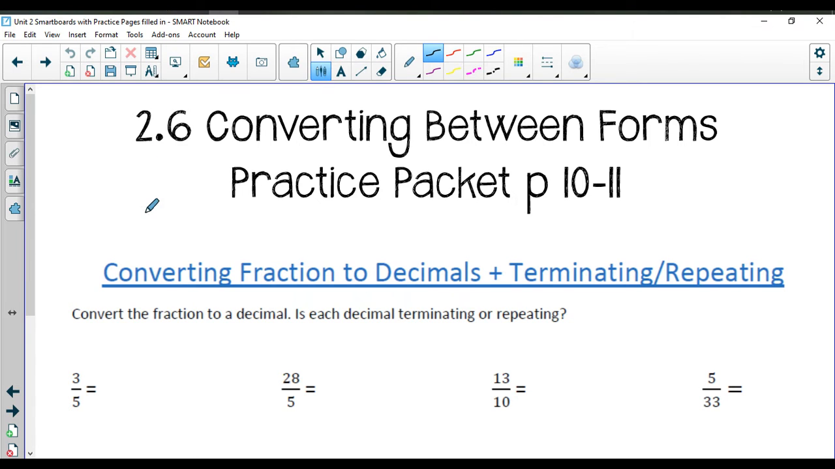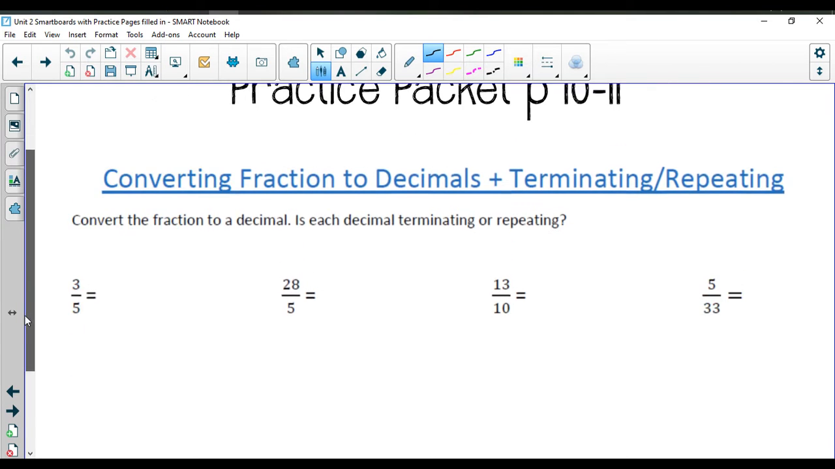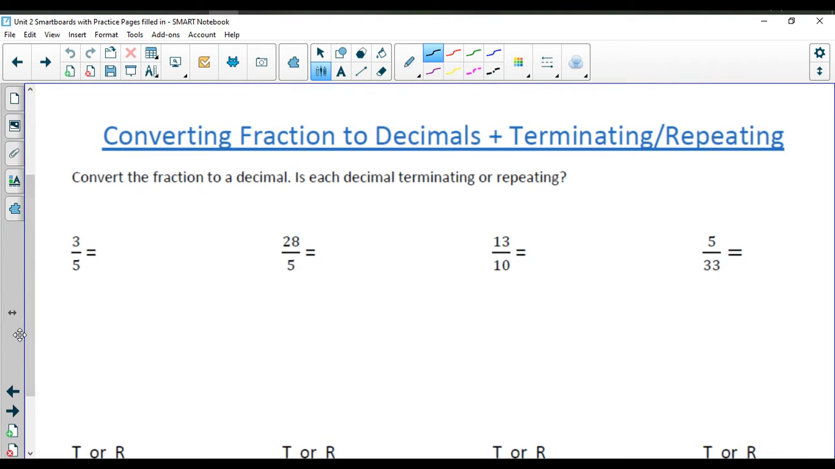All right, this is practice packet lesson 2.6, converting between forms. We're in your practice packet on pages 10 and 11 for this one. So the first section works with converting fractions to decimals and terminating/repeating decimals. It asks you to first convert the fraction to a decimal. Is the decimal terminating or repeating?